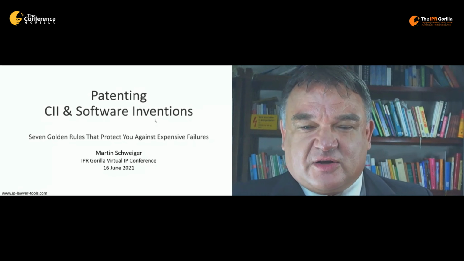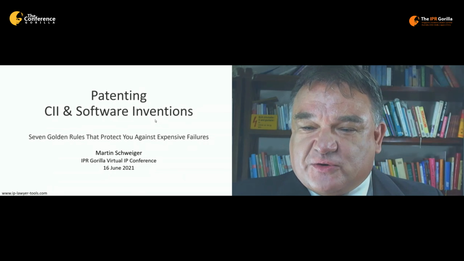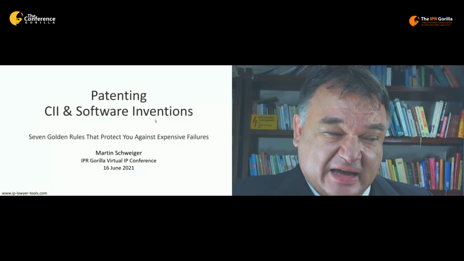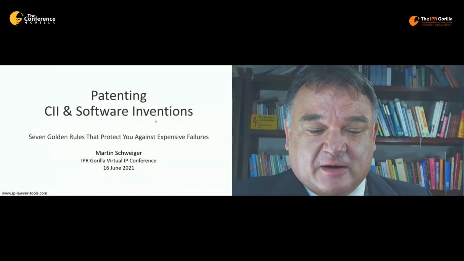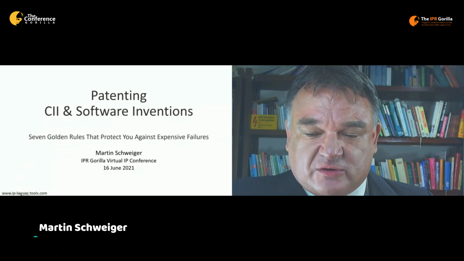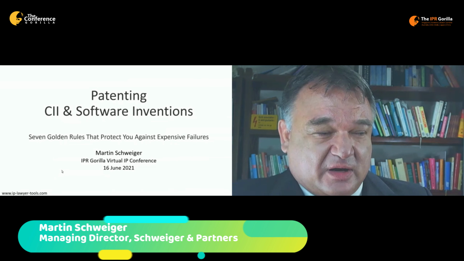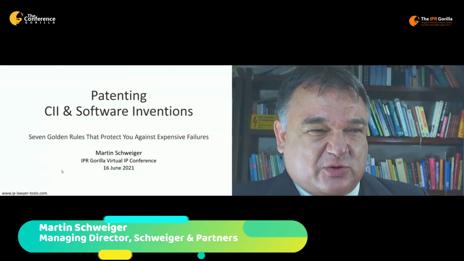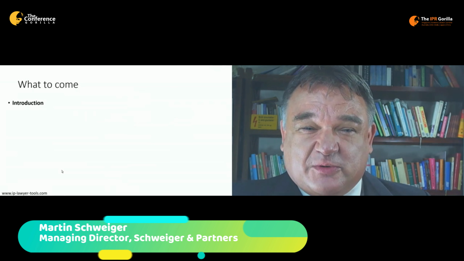So today I'm talking about patenting computer implemented inventions and software inventions, 7 golden rules that protect you against expensive failures. I have 11 slides and only 15 minutes, so it's going to be a tough ride. On the left corner, you see my personal website, iplawyertools.com. Everything will be there and even more. I'm currently writing an article series about that, and I'm using this opportunity just to clarify a few things in my thoughts so that I'm clearer with what I write.